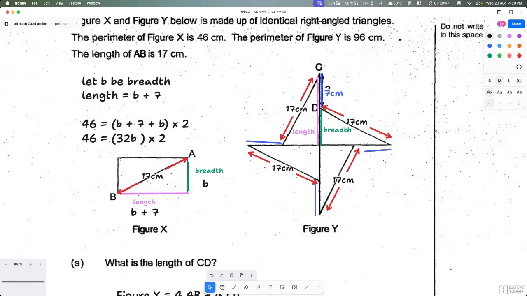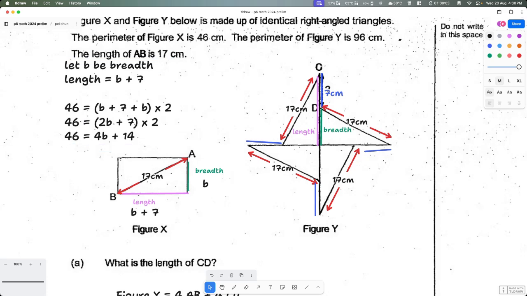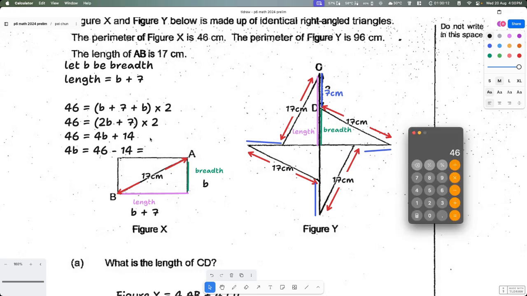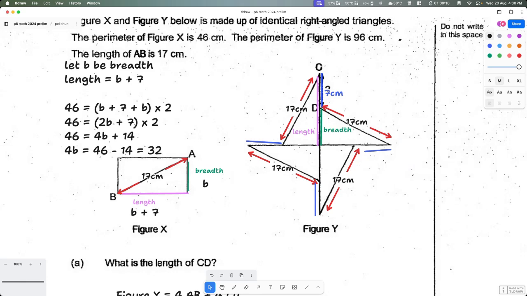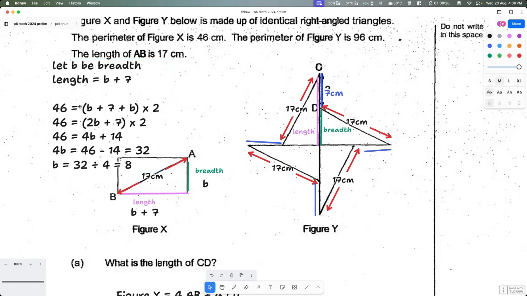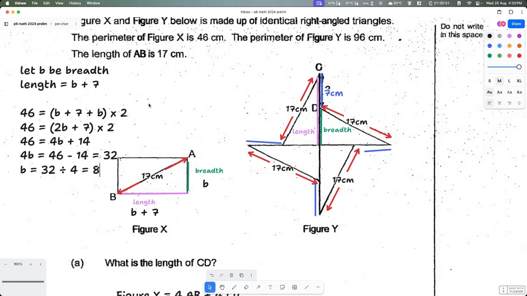If we times 2, it becomes 4B plus 14. Let me double check. 4B plus 14, so 4B is equal to 46 minus 14, which is 32. Then B, the breadth, is equal to 32 divided by 4, which is 8.